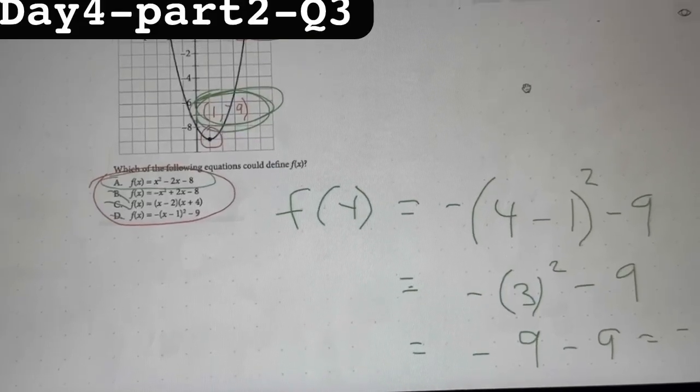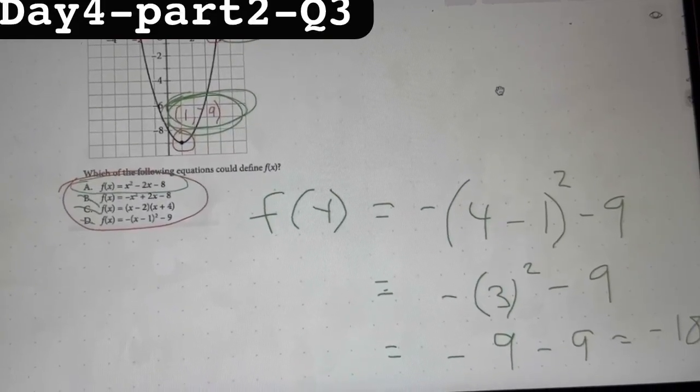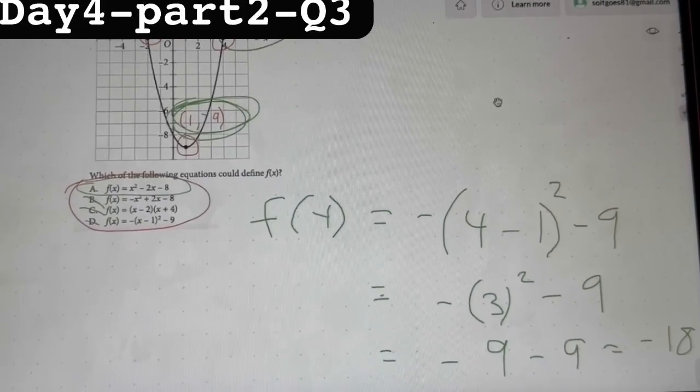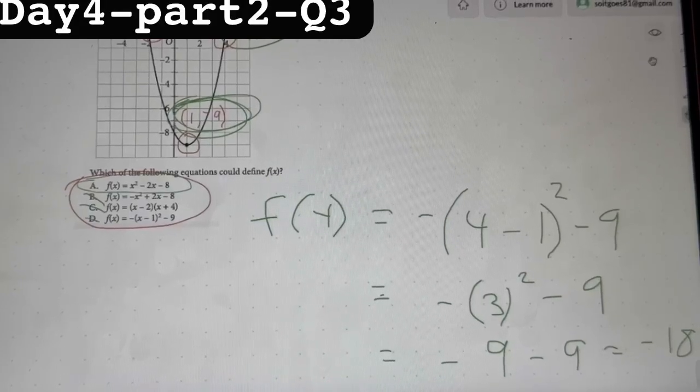Once again, just plugging in values, inputs and outputs. X is your input, f of x is your output, f of x is the same as y. Testing points, turn everything into arithmetic. That's still the name of the game.